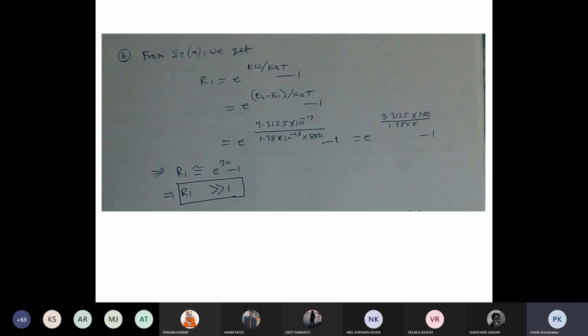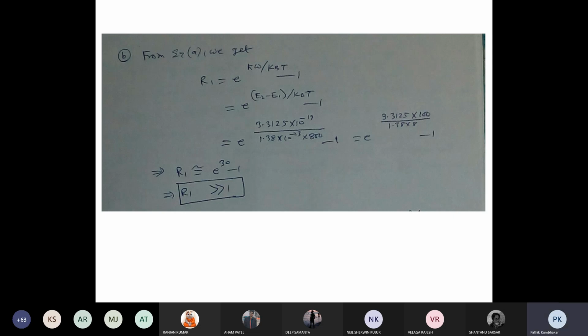So 3 to the power 30, you can understand, is a very large quantity. So R1 is very large in an ordinary system of atoms. What is R1? R1 is the rate of spontaneous emission divided by the rate of stimulated emission, so R_SP divided by R_ST.